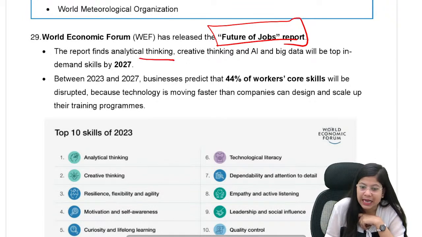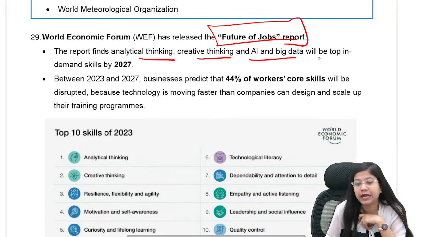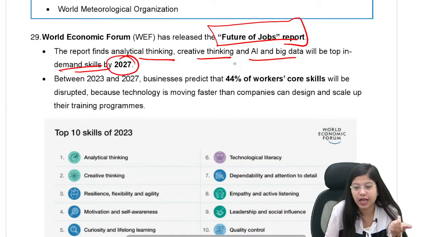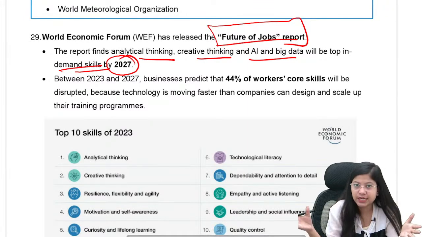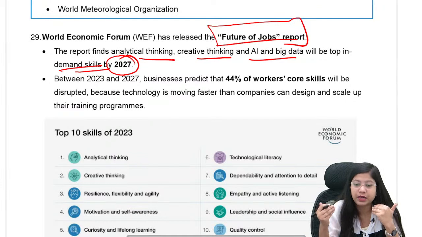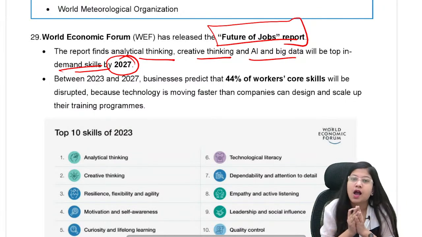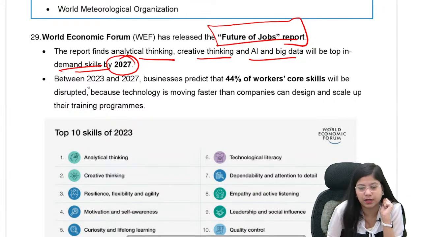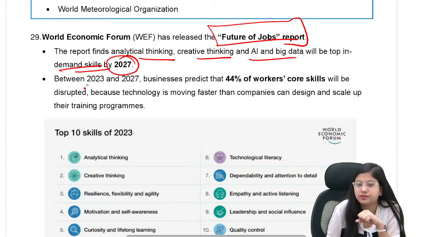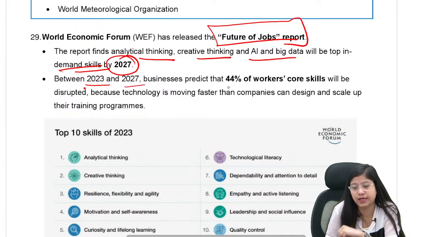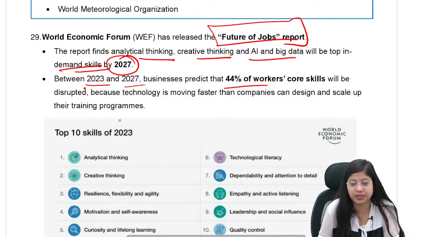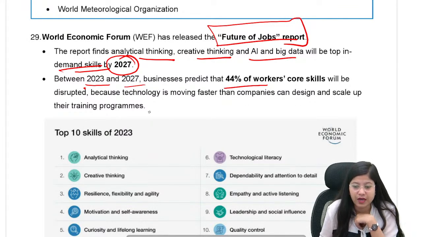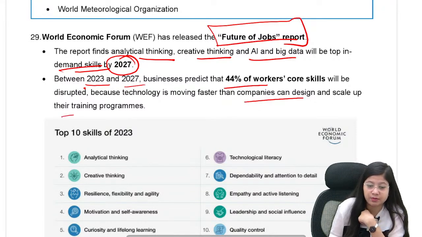The report finds analytical thinking, creative thinking, and AI and big data are the top in-demand skills by 2027. Obviously, we are having AI flourishing in every sector, so definitely we are going to have AI, big data, creative thinking, and analytical thinking as part of the skill requirements in the job market. Between 2023 and 2027, businesses predict that 44% of the workers' core skills will be disrupted because technology is moving faster than companies can design and scale up their training programs.